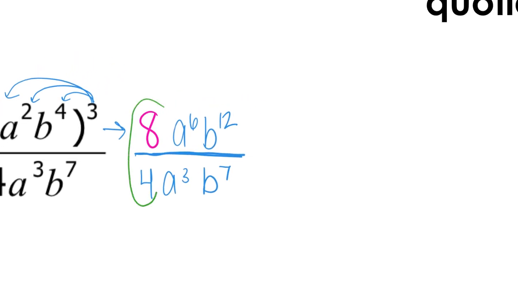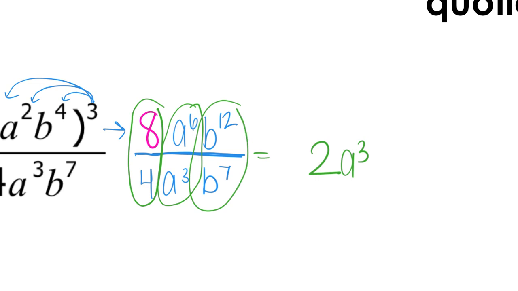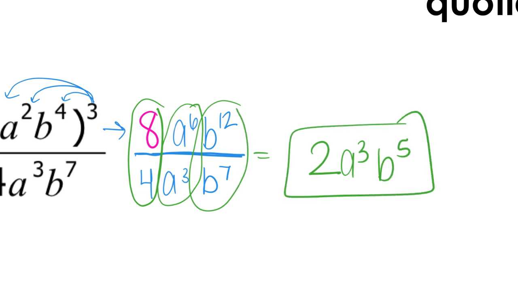So 8 divided by 4, that's just 2, right? And then we can take our exponents and subtract them. 6 minus 3 is 3. 12 minus 7 is 5, so that would be b to the 5th. There we go. 2a to the third and b to the fifth.